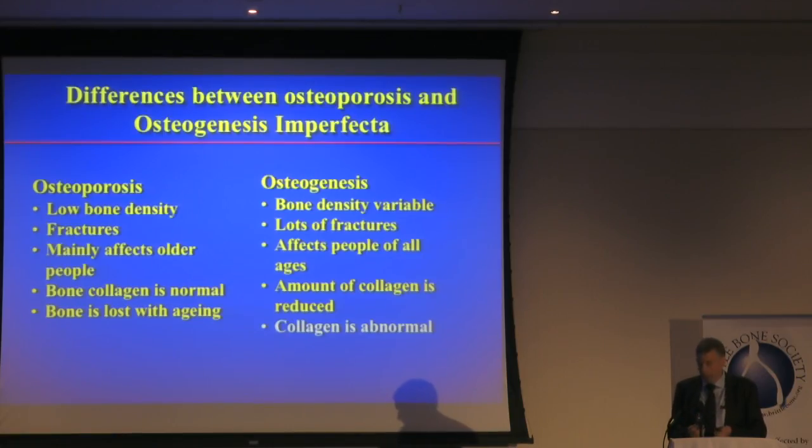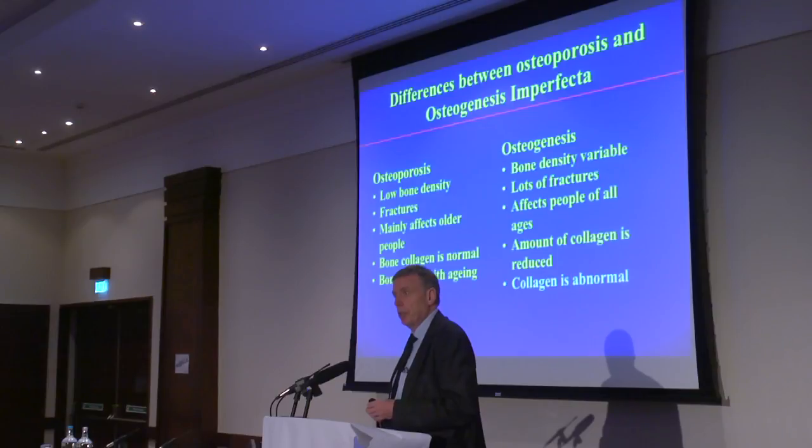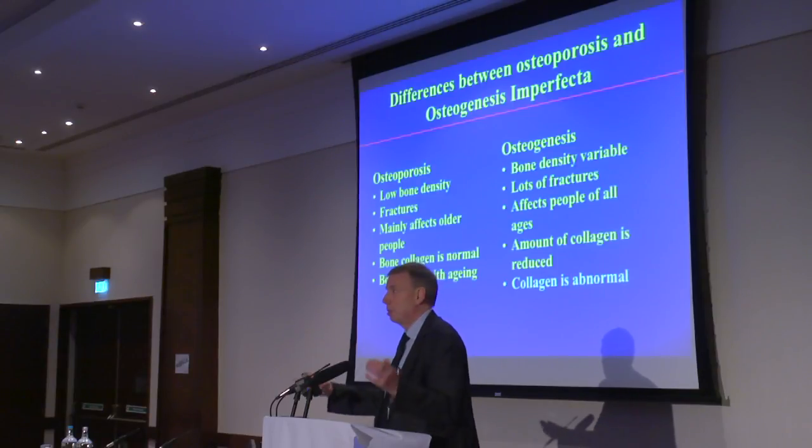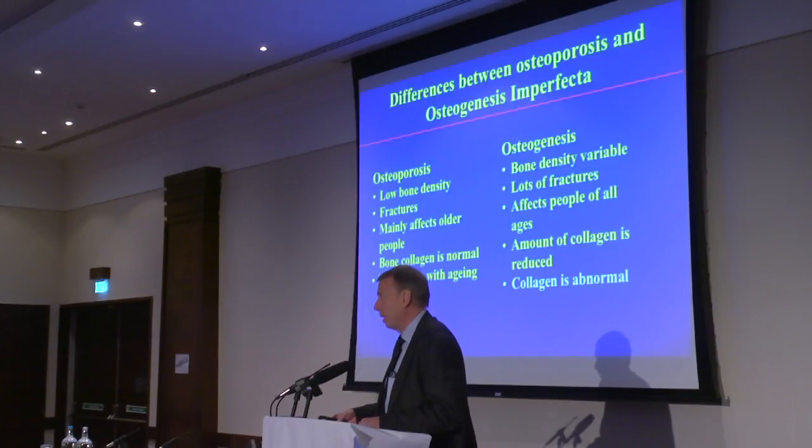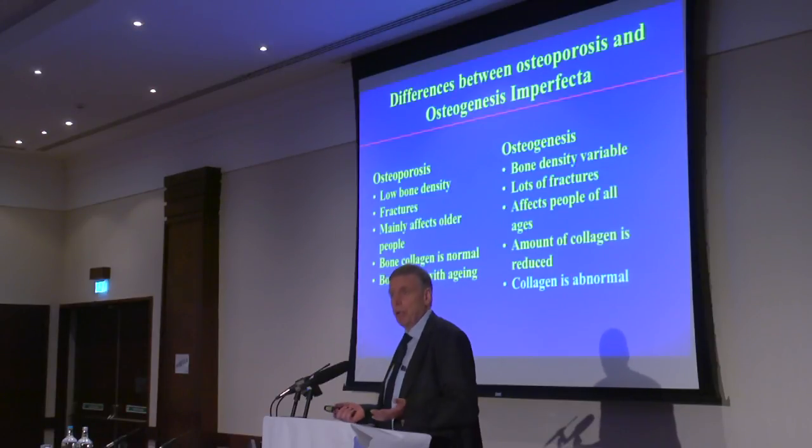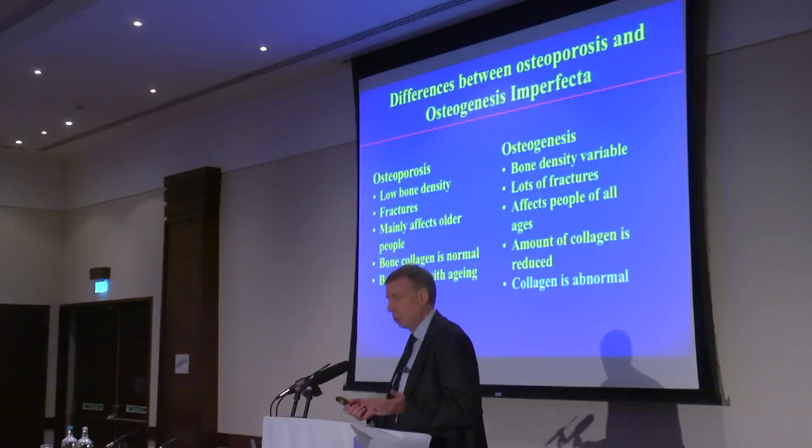In osteogenesis, though, it's a bit different. The bone density can be low in osteogenesis imperfecta, but it's variable. Sometimes it's normal, and actually sometimes it's high. So there's a difference straight away. You get fractures, but you get lots of fractures, as I'm sure all of you that have osteogenesis will know. Ten maybe or 100 times as many fractures as in osteoporosis. So the risk of fracture is a lot higher.